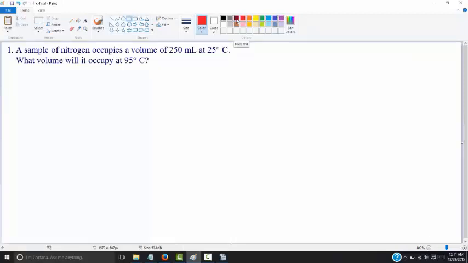Here's a pretty standard sample question for Charles' Law. A sample of nitrogen occupies a volume of 250 milliliters at 25 degrees Celsius. What volume will it occupy at 95 degrees Celsius? There's one thing I need to point out right away, and it's something that always throws off students if they're not paying attention. That is these.